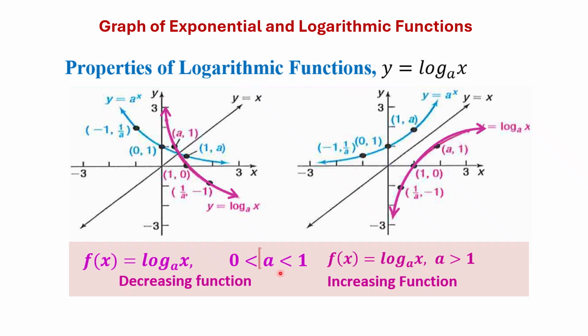So when a is less than 1, same as the exponential function, the graph of the logarithmic is a decreasing function. And when a, or the base, is greater than 1, the graph of the logarithmic is the same as the exponential, which is an increasing function.